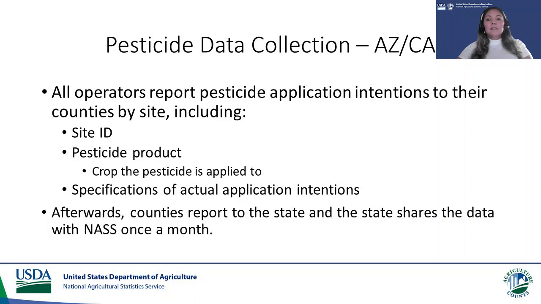When the pesticide data is collected through their respective state-specific organizations, the operators report the following: the site ID, the pesticide product, the crop the pesticide is applied to, and specifications of actual application intentions. After the data is collected from the operators, the counties report this data to the state, which is then shared with NASS once a month, instead of NASS doing their own direct data collection.